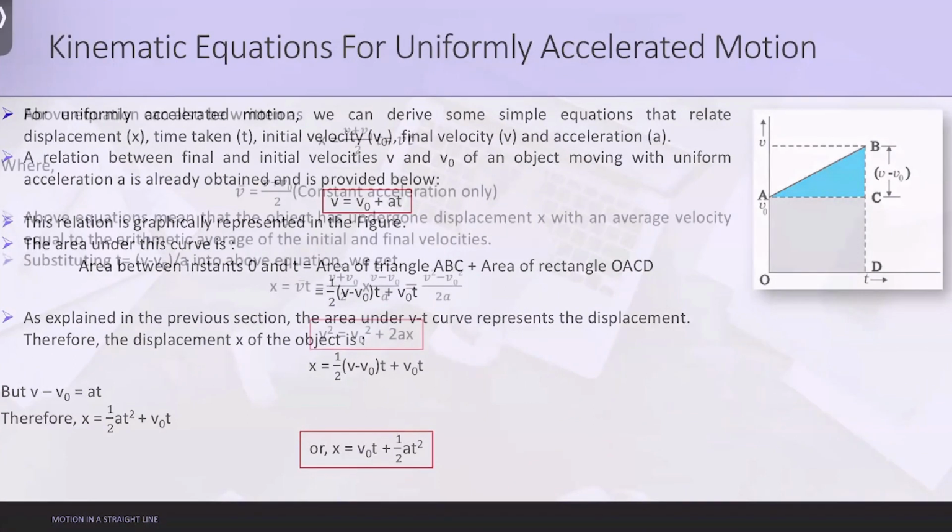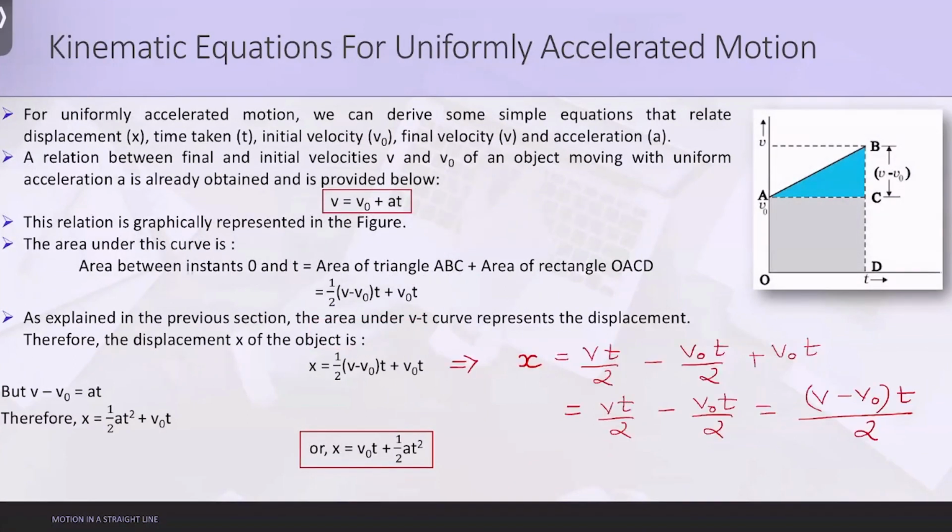I think I made a mistake. Yes, plus minus. Sorry, I'm really sorry for this. This will be plus. Okay. So because plus v naught t minus v naught t by 2, this will be plus v naught t by 2. Okay, that is v plus v naught into t by 2.